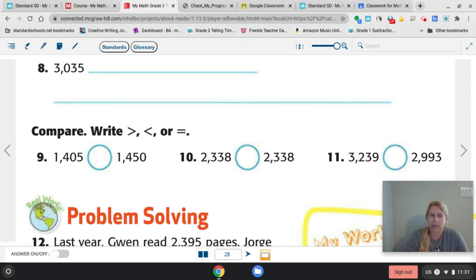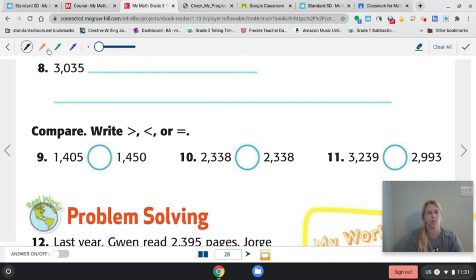So let's compare. Both of them have 1,000, so we go to the hundreds. They both have 400, but look at their tens is different. So which one has more, 0 tens or 5 tens? Your answer should have been this one. So this reads 1,405 is less than 1,450. Okay, look at the same one over here.